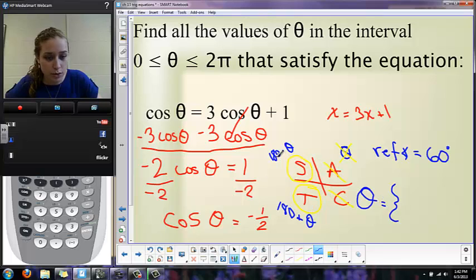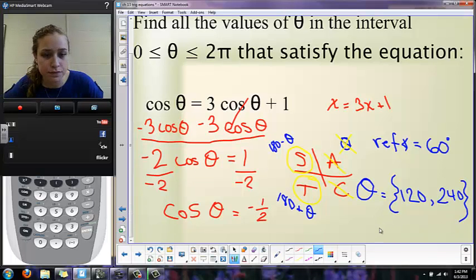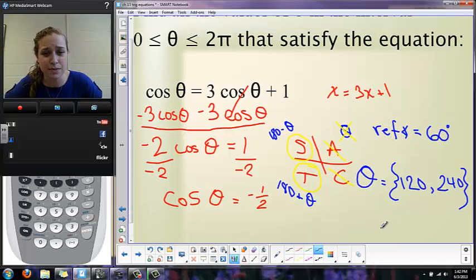What's the answer in this quadrant? 180 minus theta, or 180 minus 60, that's 120 degrees. And then 180 plus theta, that's 180 plus 60, so that's 240 degrees. So those are my 2 answers for theta. Okay? Here's the last problem.